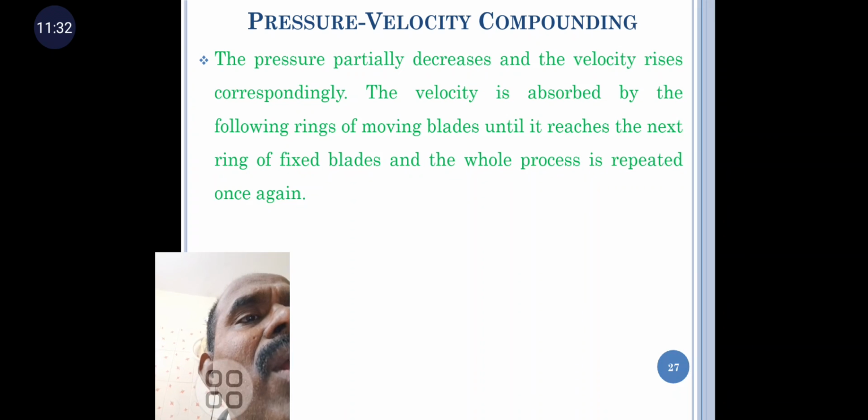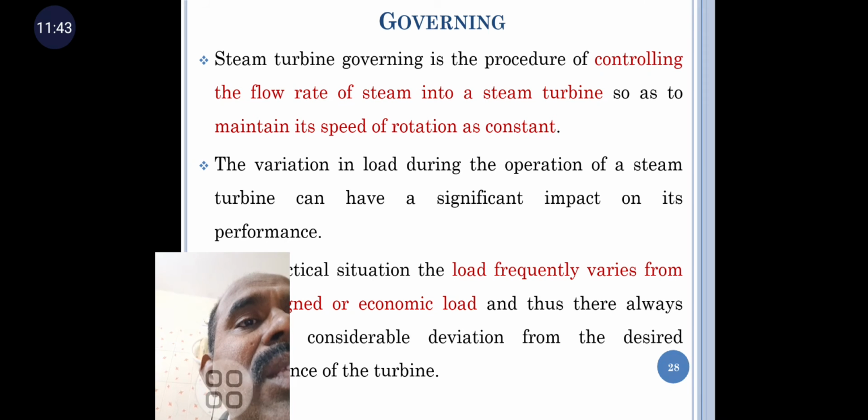Next, the pressure partially decreases and the velocity rises correspondingly. In the following moving blades, until reaching the next ring of fixed blades, the whole process is repeated once again. That is governing.